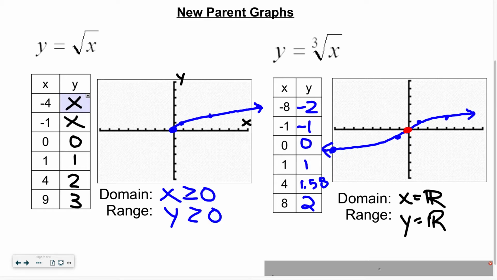Okay, now that one's nice, like Delaney's question. If the domain is all real numbers for a cube root and the range is all real numbers for a cube root, it doesn't matter where I slide or move or stretch that thing, it's always going to be all real numbers. All real numbers all the time. So for square root, you'll have to think about your H and K. Cube root will always be the same. Any questions on the parent graphs?